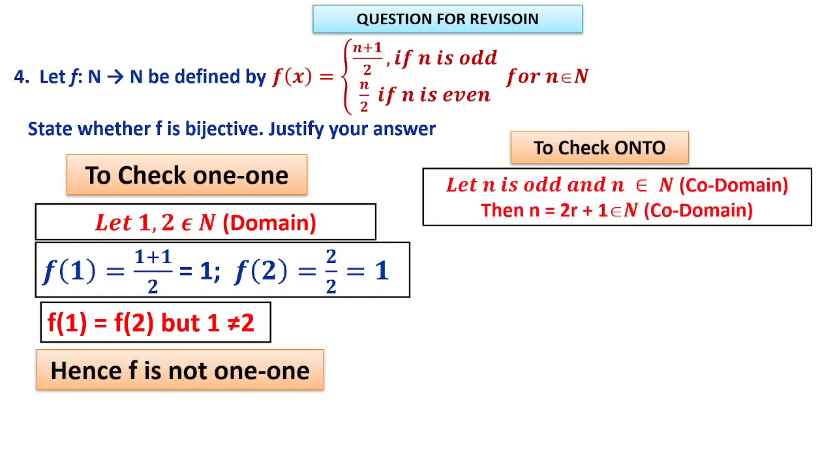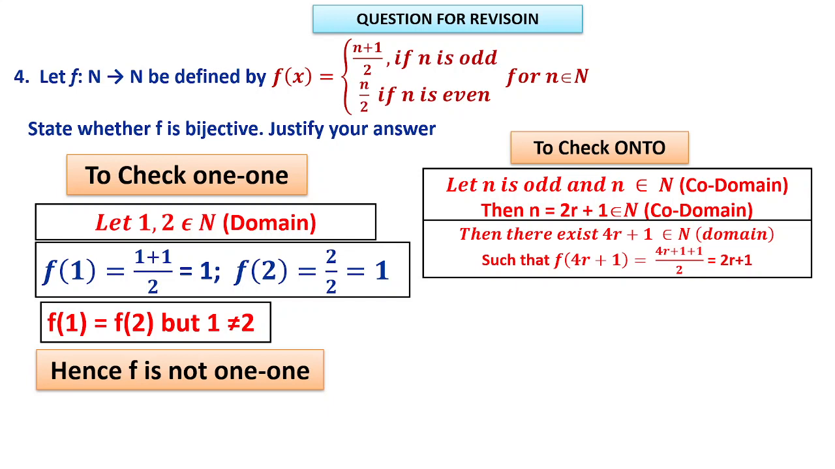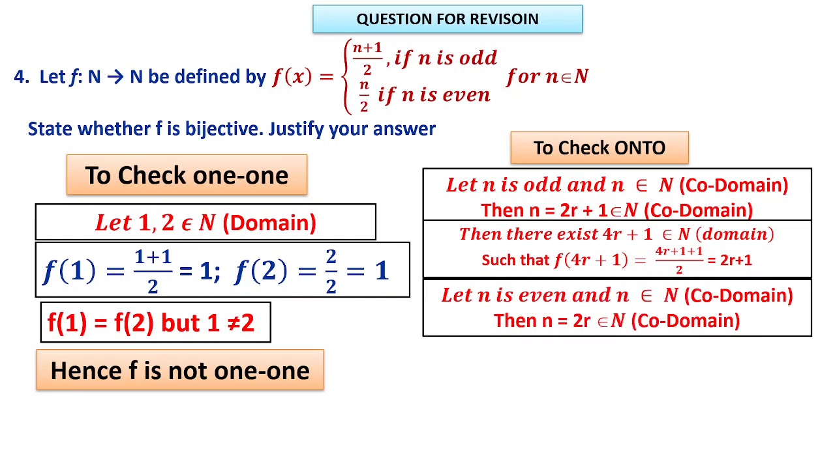Now, to check onto, suppose n is odd and n belongs to N, then n is equal to 2r plus 1 and belongs to N. It will be in the codomain. Now, I am considering n odd in the codomain, then n will be 2r plus 1, which will be in the domain. There won't be any issue. Suppose there exists 4r plus 1 in the domain such that f of 4r plus 1 is equal to 2r plus 1. And now I am able to find, when n is odd, a number in the domain so that f of that is equal to 2r plus 1.